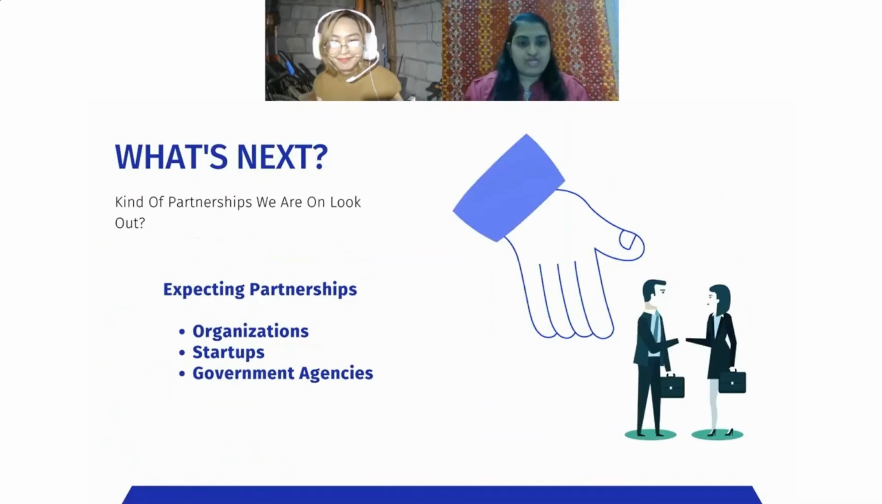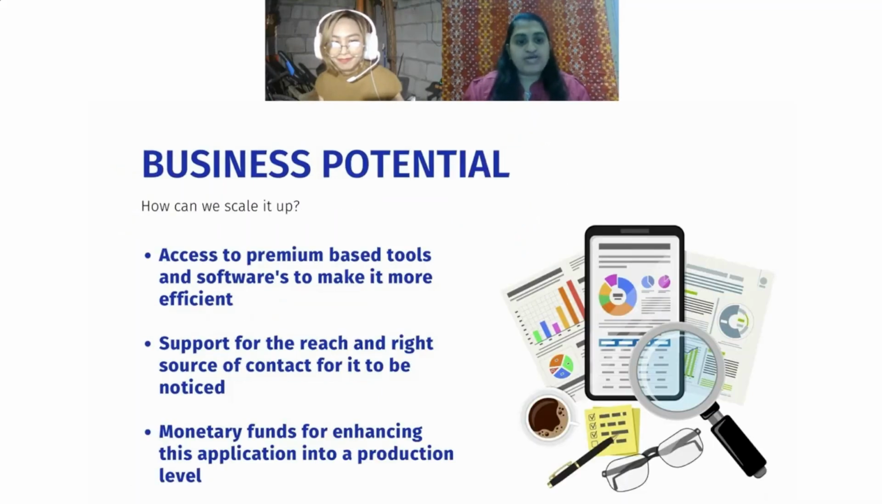Coming to our partnerships, what we expect is partnerships from organizations, startups, and government agencies. Coming to our business potential, we are trying to scale our application. So we need access to premium-based tools and software to make it more efficient. Support is needed for our application to gain visibility with the right source of contact and better reach. Even monetary funds will be helpful for enhancing our application into a production level.